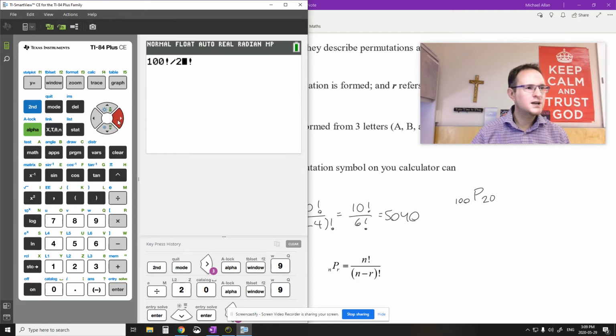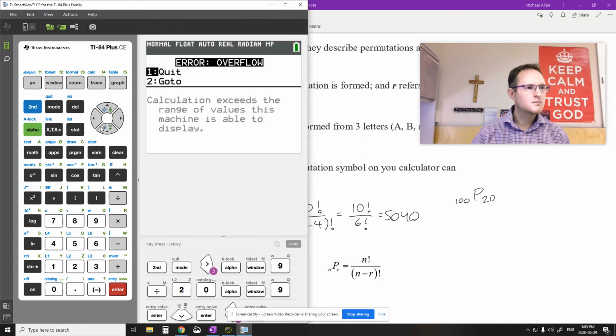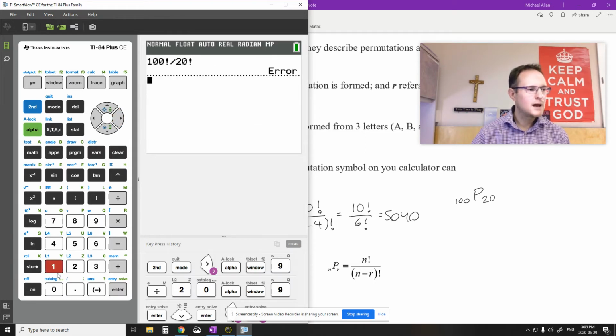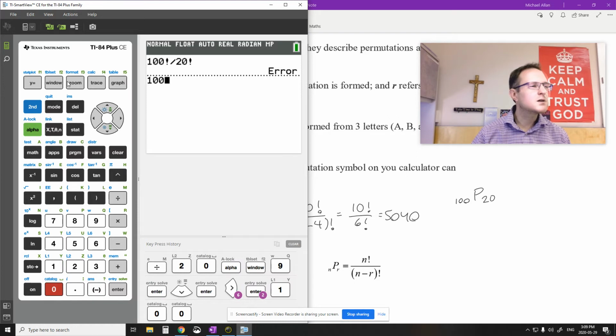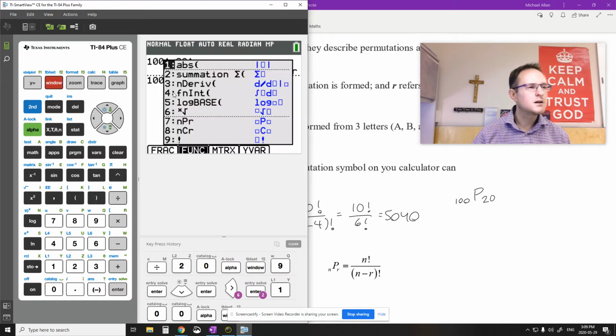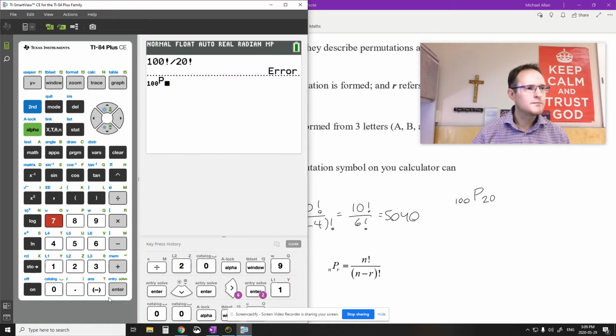So let's see if the P button works for this. Oh, quit. I don't want that anymore. Okay, 100, and then I go, what was it again? Oh yeah, I can go alpha window. Yeah, it's right there on number 7, the NPR, and then put 20.